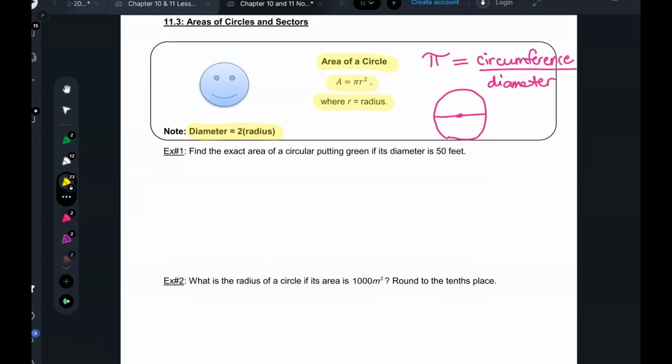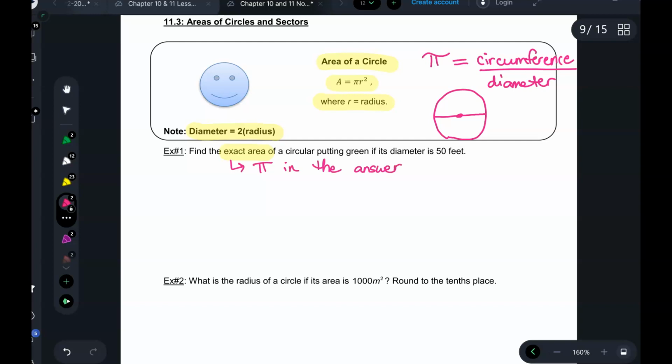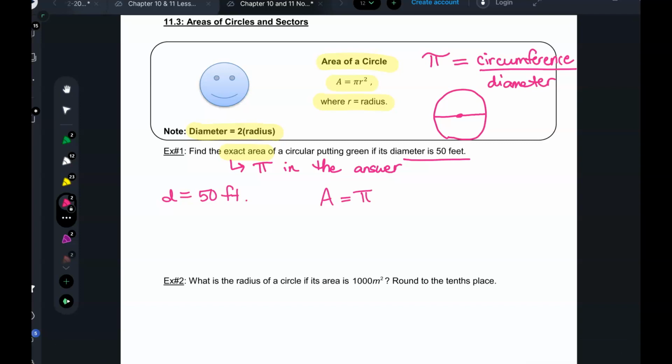Okay, so quick reminder, because we had this on the quiz. Sometimes I'm going to ask for exact area, and sometimes I'm going to ask for it rounded. If I ask for exact, that means I'm going to have pi in the answer. So find the exact area of a circular putting green if its diameter is 50 feet. So diameter is 50 feet. And we know area equals pi r squared.